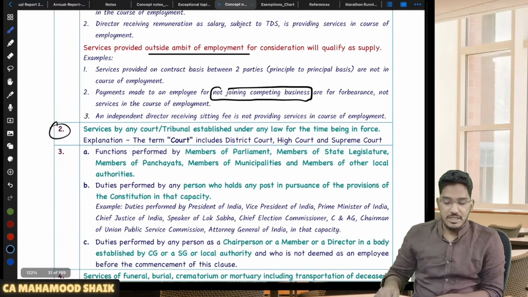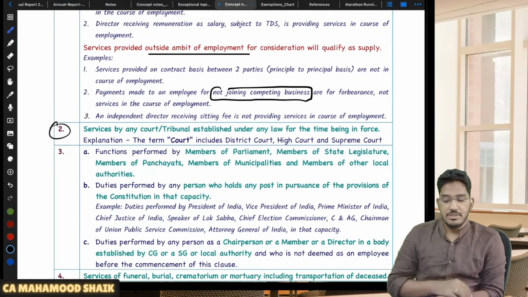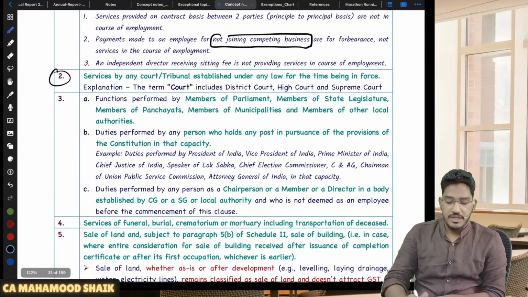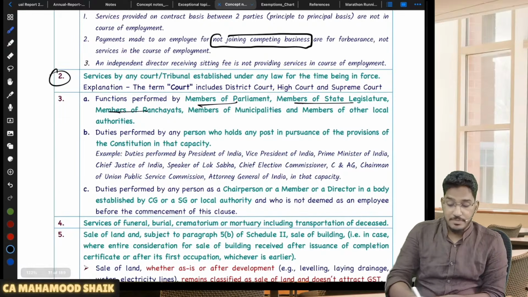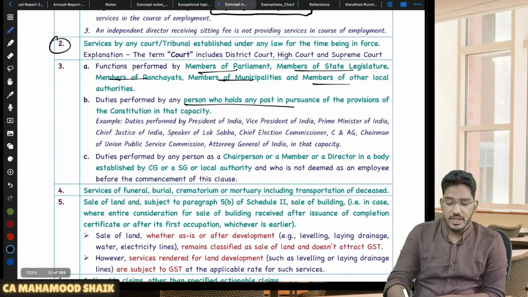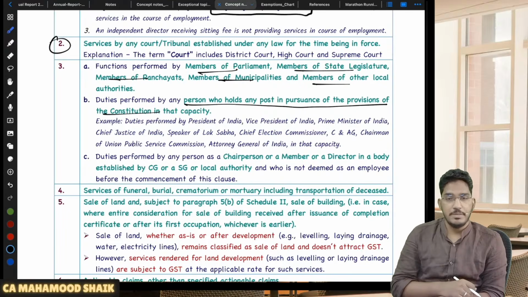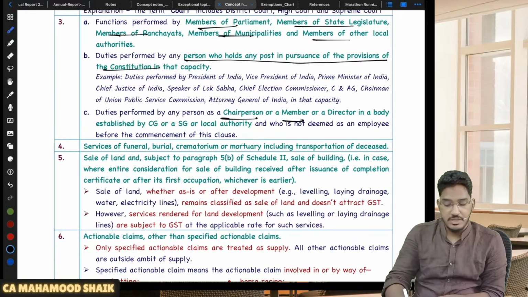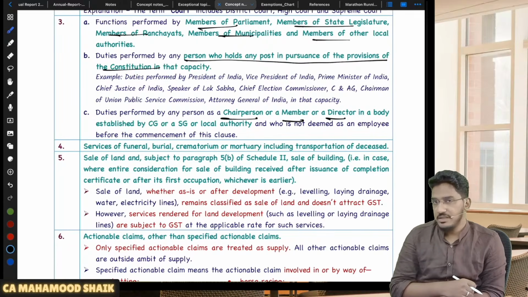Then the second activity which will not be considered as supply: services by any court or tribunal established under any law for the time being in force. If the court or tribunal is providing any services, then it will not be considered as supply. Then functions performed by MPs, MLAs, members of panchayats, members of municipalities and members of other local authorities. Not a supply. Duties performed by any person holding any post in pursuance of the provisions of the Constitution in that capacity, like Prime Minister of India, President of India, Chief Justice of India, Election Commissioner of India. So these people's services are also not a supply. And duties performed by any person acting as a chairperson or as a member or as a director in any body established by the central government or a state government or local authority who is not deemed as an employee. Their services also will not be considered as supply.